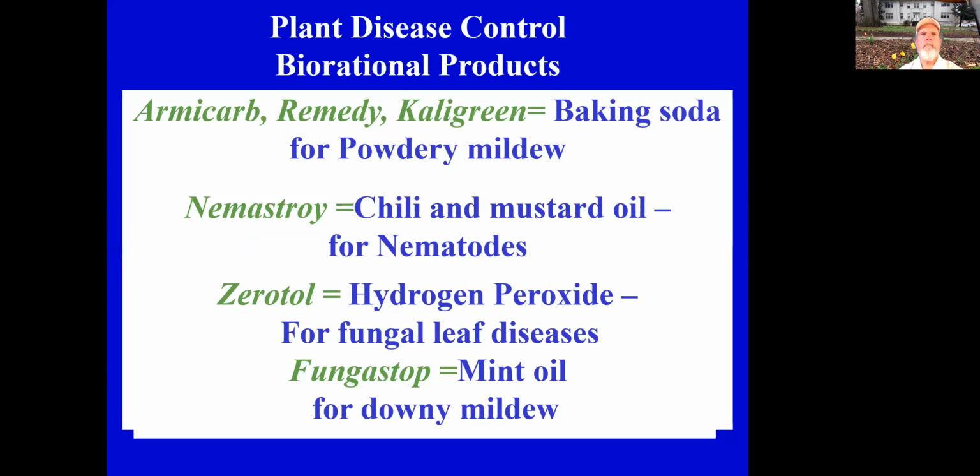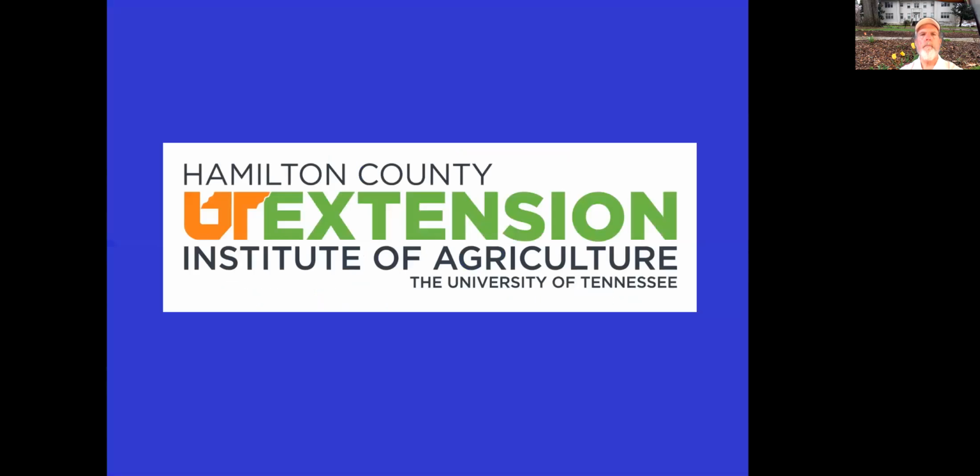And then there are products out there that have some benefit. They're on the market. They could be used to just tip the balance in favor of, especially for a homeowner. It might be hard to spray baking soda on a 20-acre field, but for a small garden, it's shown to maybe do some good in a rose bush or a small area, especially, and the same thing for using chili and mustard oil for nematodes, hydrogen peroxide for leaf diseases, and mint oil for other fungal diseases. You'll see these products in progressive garden centers. And that's the disease part of my talk today.